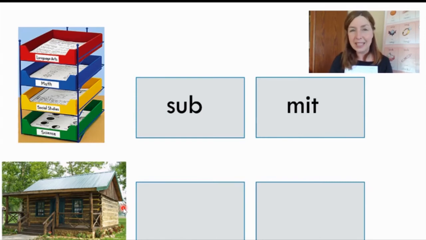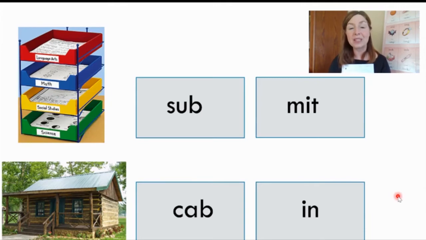See if you can break it into its parts. Write the first syllable in the first frame and the second part in the second frame. Cabin. Okay. Here we have the word cabin broken apart, or divided into its syllables.